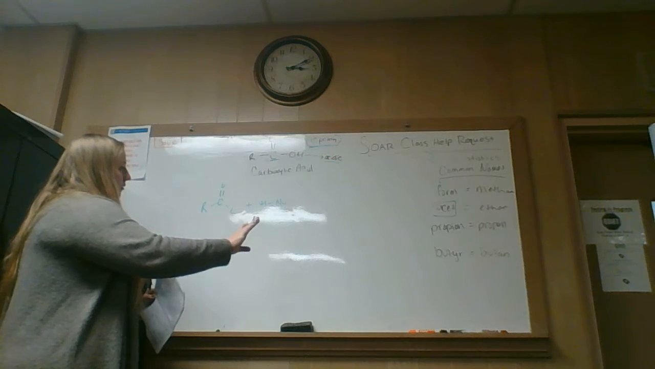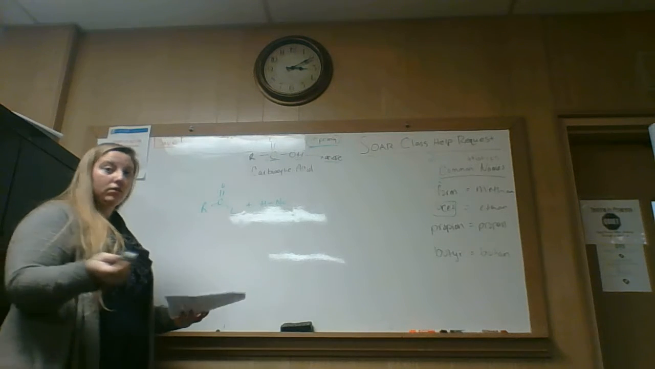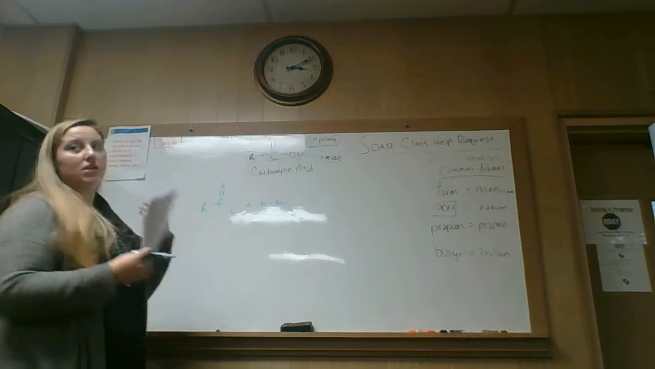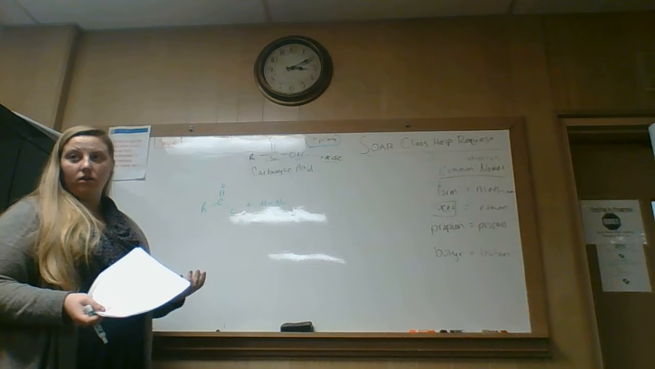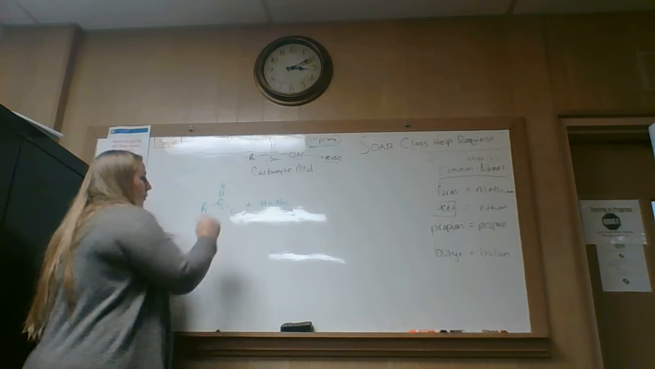In general, though, if we do have a good leaving group, we're just going to indicate that with an L. When we're looking at the carbonyl group, which side is going to be more negative again? Oxygen. Good. Carbon more positive.